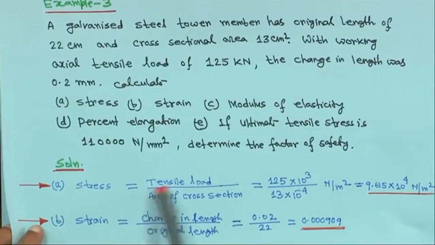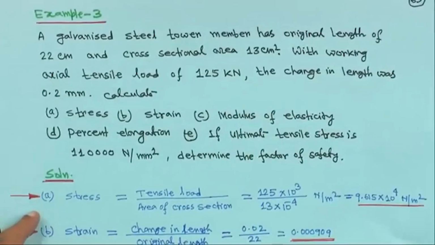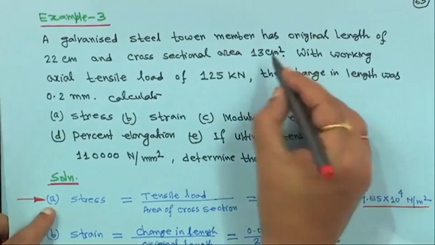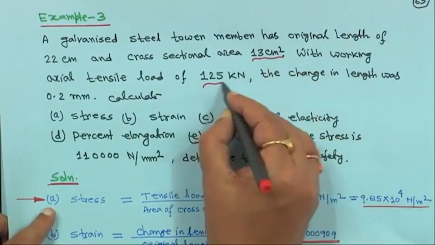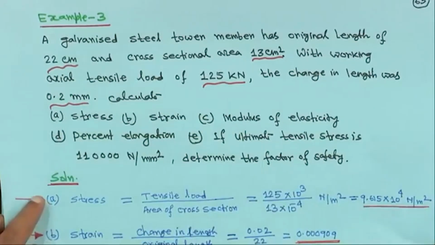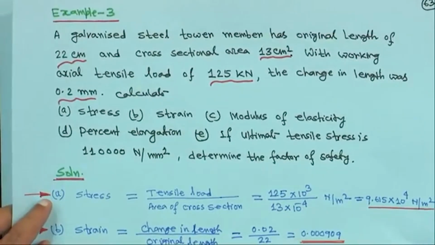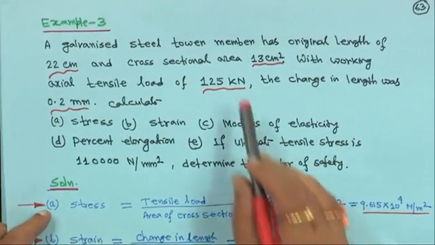So, stress is equal to tensile load divided by area of cross section. So, tensile load is given 125 kilo Newton. Here if I mark by reading, then this will be 125 kilonewton, this is 22 centimeter, 0.2 millimeter, right. So, for stress, tensile load is given 125 kilonewton.